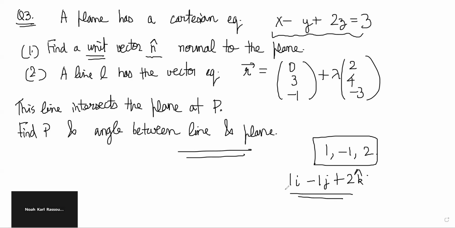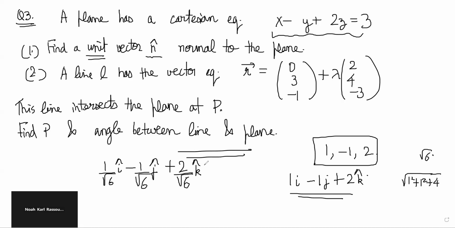The length of this vector is square root of 1 square plus 1 square plus 4, actually it is 6, the square root of 6. So to make it a unit vector, you'll have to do 1 by root 6 i minus 1 by root 6 j plus 2 by root 6 k. That will be the unit vector which is perpendicular to this plane, right?